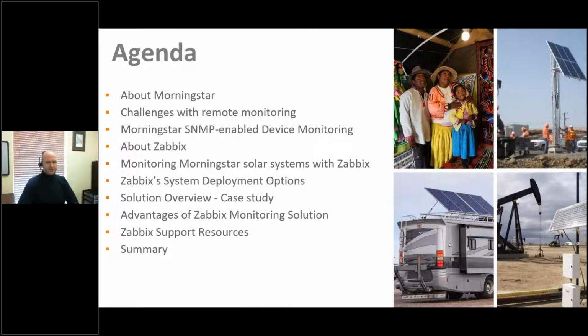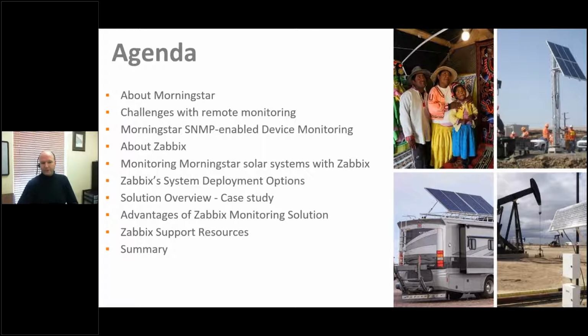To get started, I just have a brief agenda on what we'll be covering about the company, the needs of remote monitoring, and a little bit about our devices. We'll be shifting over to a Zabbix presentation from Sergey, who will be covering a little bit about their company and the technology and all the deployment options, because of course getting the software deployed, installed, and configured has become easier over the years.